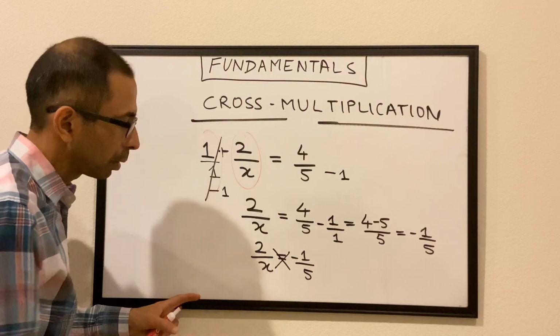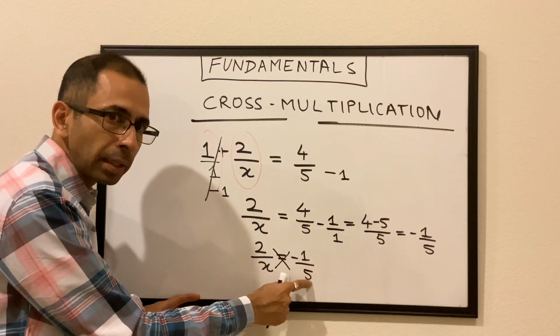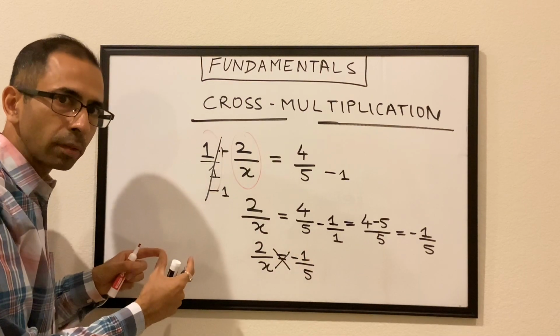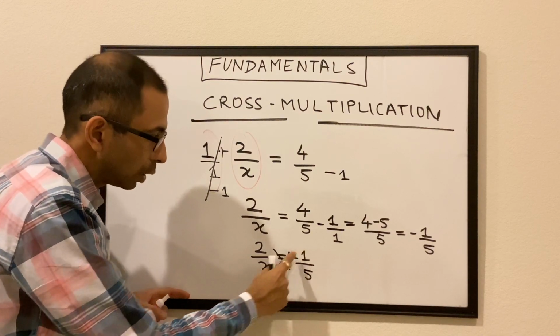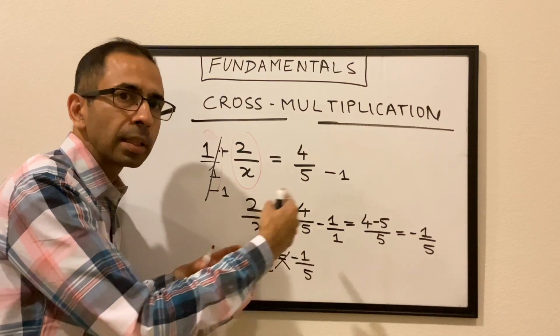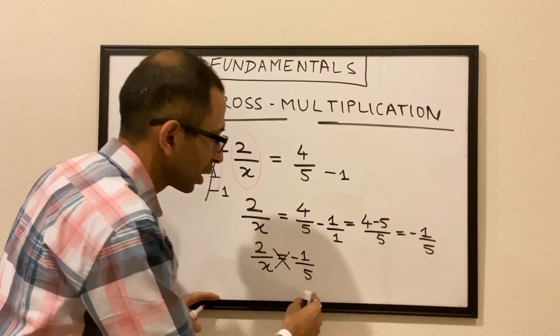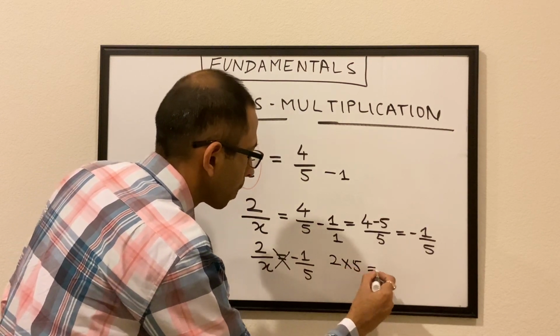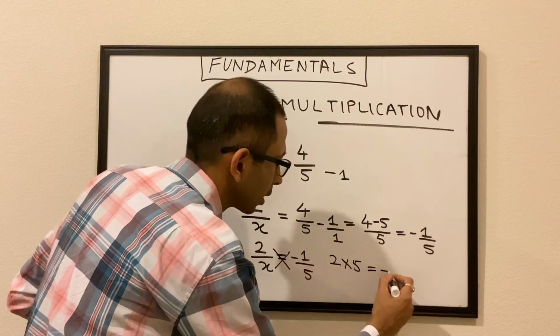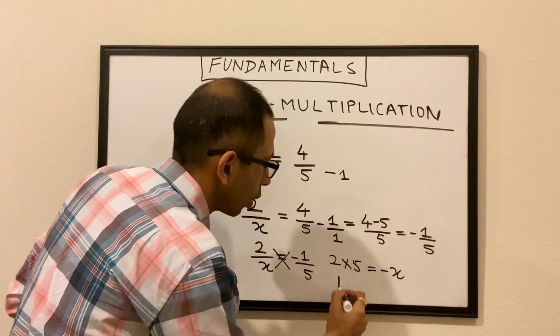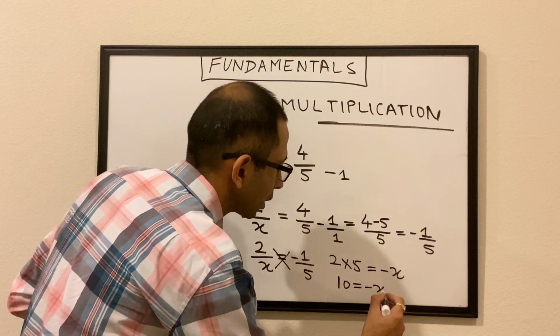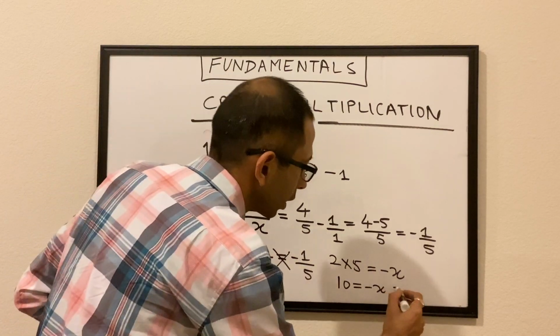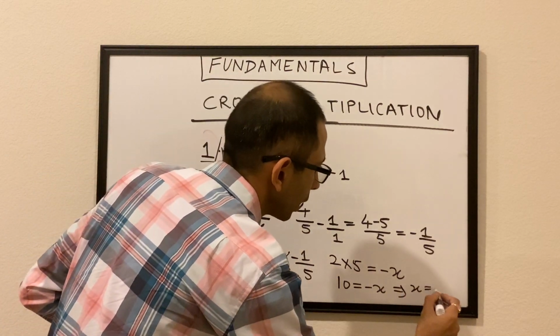What happens in the cross multiplication? These two terms get multiplied and they come on one side of the equation, and these two terms get multiplied and they get onto the other side of the equation. So essentially we get 2 times 5 is equal to minus 1 times x, which is minus x, or 10 is equal to minus x. Or in other words, x is equal to minus 10.